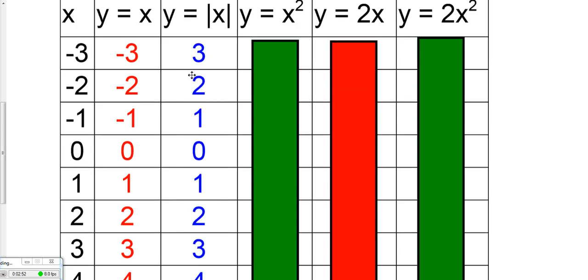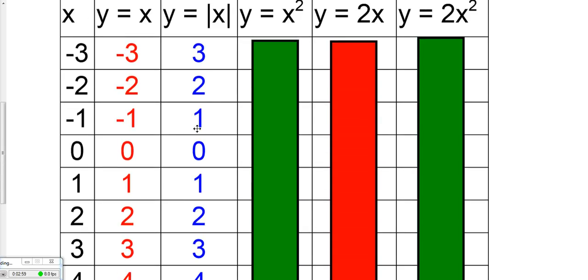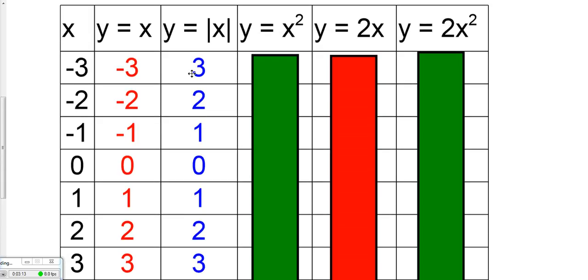If I plug it into an absolute value function, notice they almost look the exact same, except for these are not negative. These ones are positive values. That's why the absolute value looks so much like the linear function, because everything looks almost the exact same, except there is a certain turnaround point. That's why it makes a V and not a straight line.